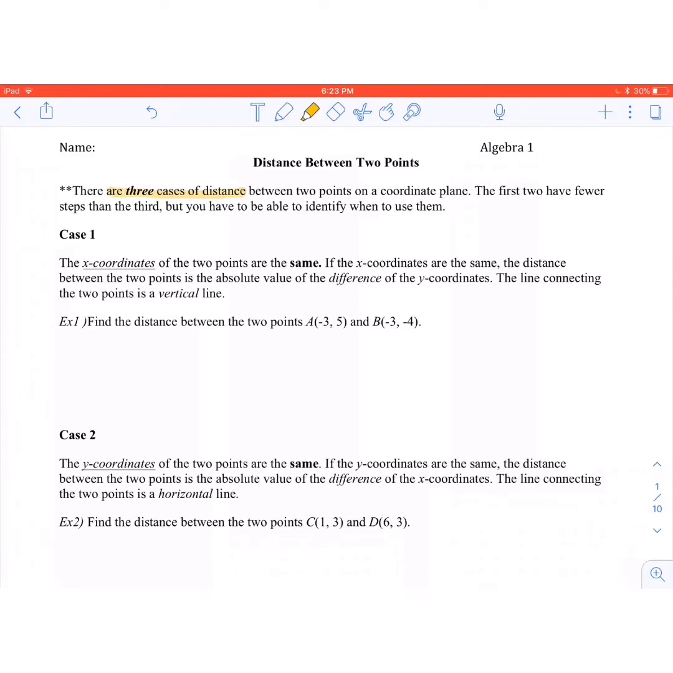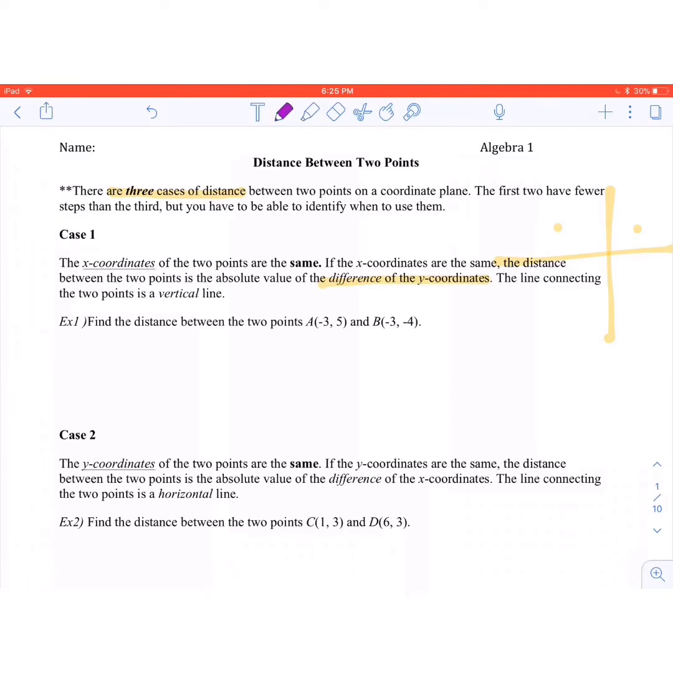Okay, so again, when we are looking at a coordinate plane, it has x and y axes, and we're looking for the distance between 2 points like this. Case 1 is when the x coordinates of the 2 points are the same. If the x coordinates are the same, the distance between the 2 points is the absolute value of the difference of the y coordinates. So the line connecting the 2 points is a vertical line.